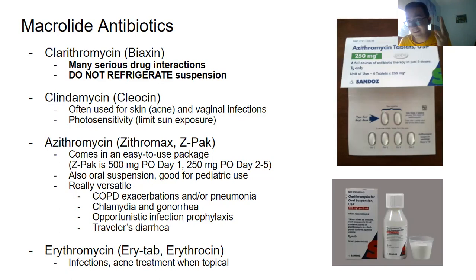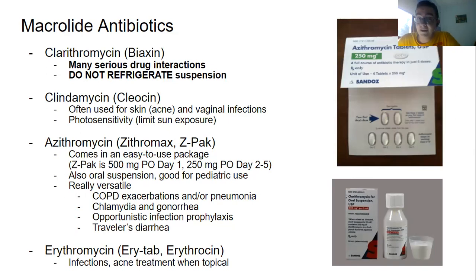And so you take 2 pills on day 1, and then you have 250 milligrams or 1 pill on days 2 through 5. It's also an oral suspension, so it's very good for pediatric use. And it's really versatile. It treats a whole lot of things. Z-Paks are prescribed for COPD or chronic obstructive pulmonary disease exacerbations. So that means if your COPD is acting up, you might get azithromycin, or COPD-related pneumonia and other breathing difficulties, respiratory infections, as long as they're bacterial.